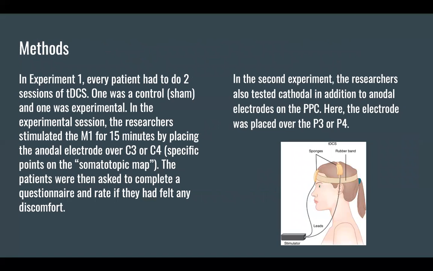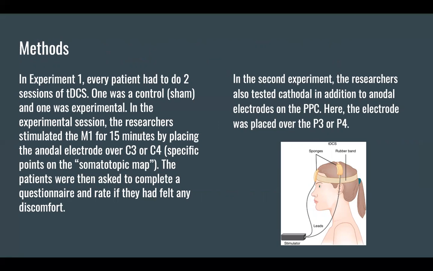So in experiment 1, every patient had to do 2 sessions of TDCS. One was a control and one was experimental. In the experimental session, the researchers stimulated the primary motor cortex for 15 minutes by placing the anodal electrode over C3 or C4, specific points on the somatotopic map. The patients were then asked to complete a questionnaire and rate if they had felt any discomfort.